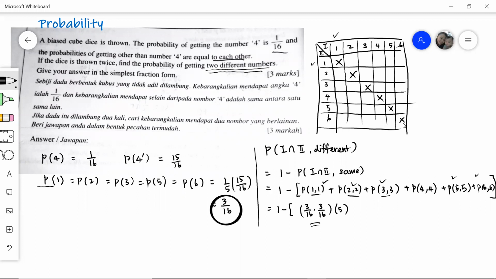Then plus the one to get 4, where the probability to get 4 is 1 out of 16, and the second time is also 1 out of 16. So just add this together and subtract from 1. Use our calculator, and the calculator will automatically simplify for us. So the answer is 105 over 128. That will be the probability of getting 2 different numbers.